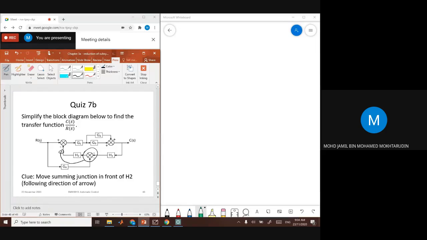So dalam rules yang that I've taught you, we need to move summing junction to the left, okay? So usually the summing junction, for example from here, you move to the left here, meaning that you move opposite the direction of the signals. But for this time, summing junction here, you move to the left, but in the direction of the signal. So when you have moving in direction of the signal, you multiply instead of divide, okay?